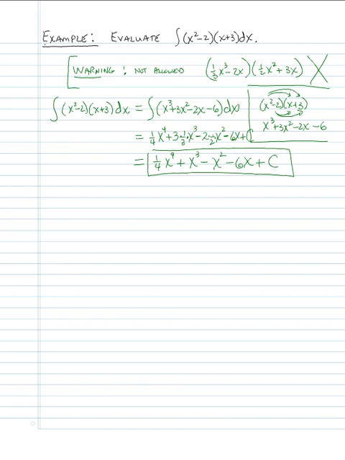So I didn't take the integral of each part. I multiplied it together, each factor that is, and then just took the integral of the entire polynomial. And that's the way we would have to do it.